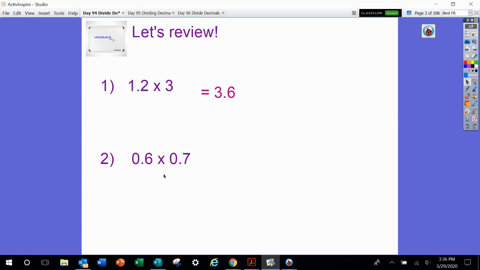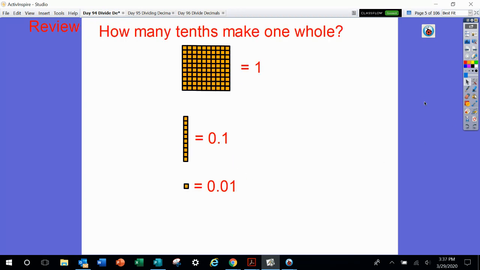Okay, let's do 6/10 times 7/10. Go ahead and work it out on your piece of paper or your whiteboard. Pause the video. Okay, so we should have 42 hundredths. We have a total of 2 numbers behind the decimal point in our problem, and a total of 2 numbers behind the decimal point in our answer. Okay, again, let's review.